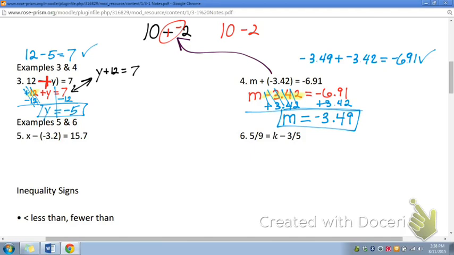All right, let's look at number 5. Number 5 is pretty much the same exact problem as number 3. We have that double negative again. I want to change that. I don't want minus a minus. Minus a minus just turns into a plus.